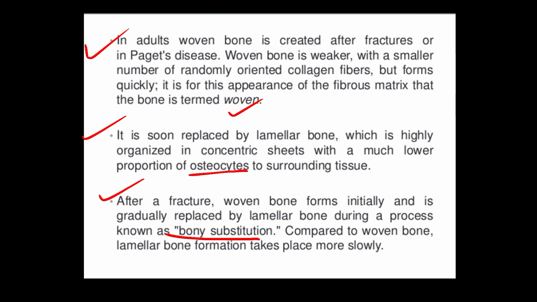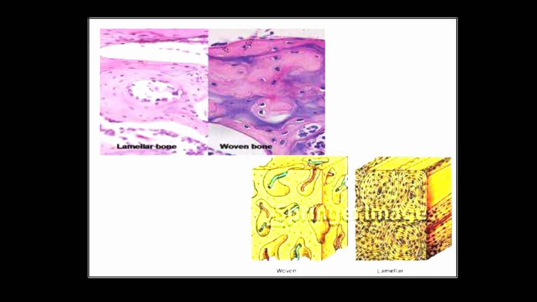lamellar bone formation takes place more slowly. Next, we can see here the lamellar bone, which is organized. This is the woven or immature or non-lamellar bone, which has a disorganized orientation of collagen fibers along with the osteocytes. Here we can see the lamellar bone, meaning organized manner. We can see the osteons.